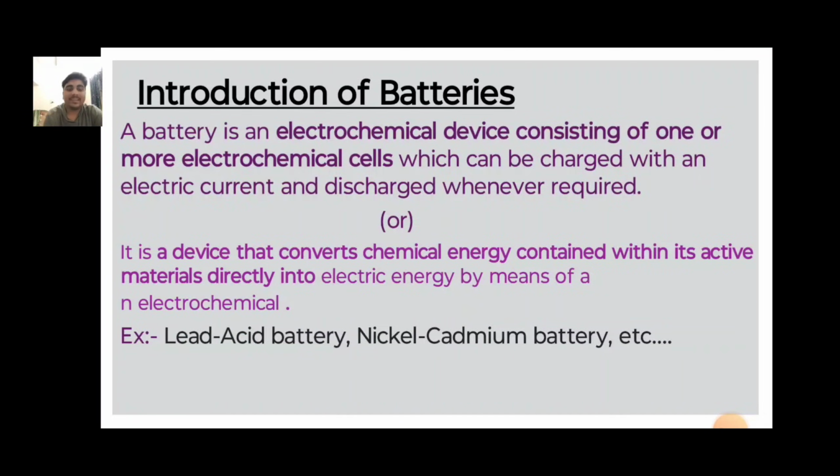Introduction to batteries. A battery is an electrochemical device consisting of one or more electrochemical cells which can be charged with an electric current and discharged whenever required, or it is a device that converts chemical energy contained within its active materials directly into electrical energy by means of an electrochemical reaction. Example, lead acid battery and nickel cadmium battery, etc.